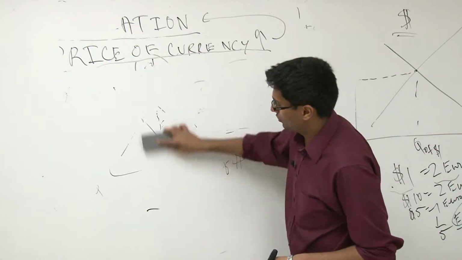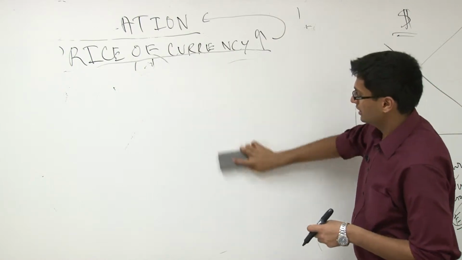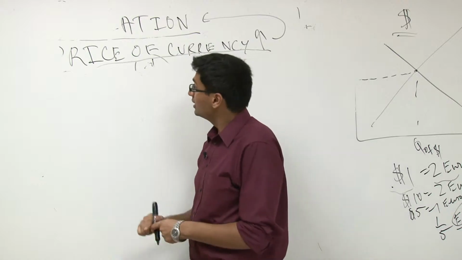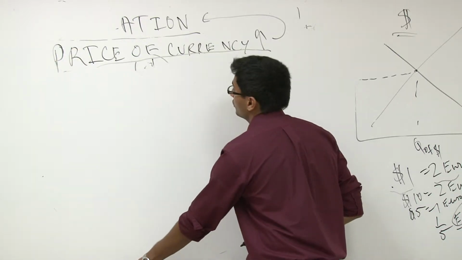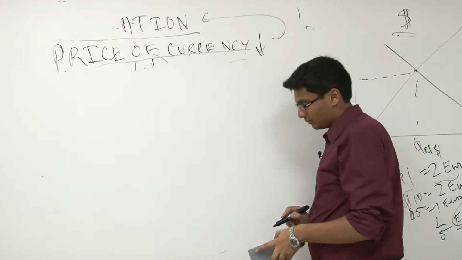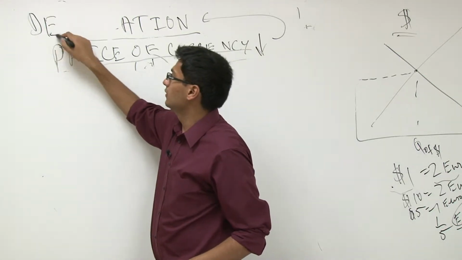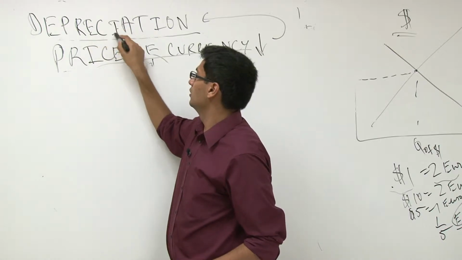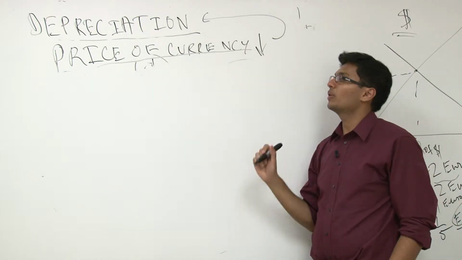All right, so we said that appreciation means that the price of currency has gone up. Now, obviously, economics being the science of opposites, we find that depreciation just means that the price of currency has gone down, right? Price of currency has gone down. This is called a depreciation, right? Depreciation, okay? What is depreciation? It's the price of currency going down, okay?